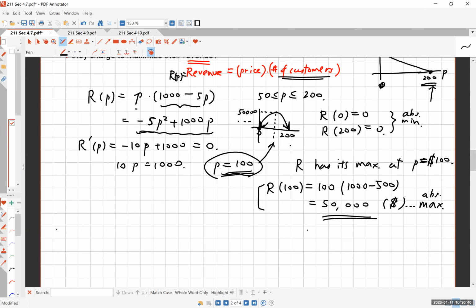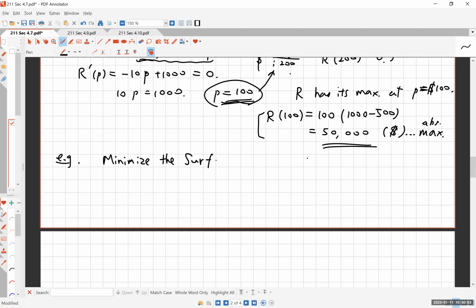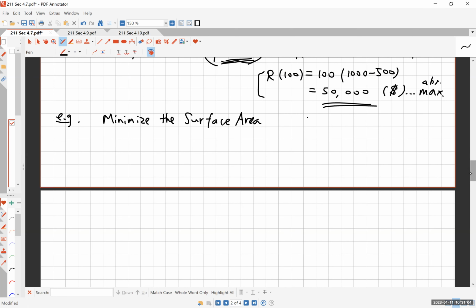Okay, great. One last question. All right, this time we want to minimize something. Let's find a problem. Here is a problem, minimizing the surface area. And this is an important kind of problem for engineering, if you are in, let's say, manufacturing engineering or something, right?